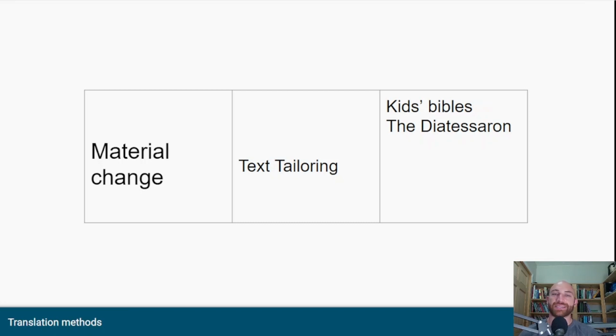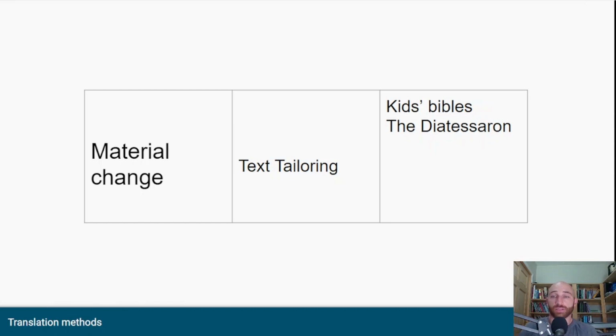We can delete things, add things, summarize things. Usually in Bible translation, this isn't really done a ton, but if you think a little outside the box, kids' Bibles, right, are adaptations of a text for a different audience, where the material is rearranged and rewritten so that the new audience can understand better. That's a great example of text tailoring.